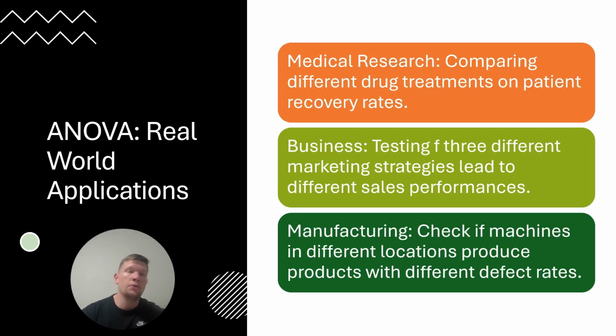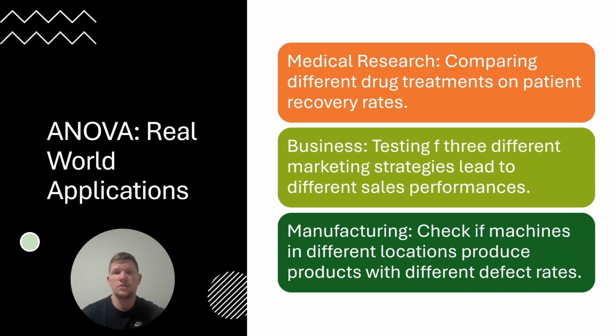So before we go any further, let's use some real-world examples to get a better idea of what exactly we're doing here. In medical research, ANOVA is frequently used to compare the effectiveness of different treatments. For example, if we have three different medications for treating high blood pressure, ANOVA will help us determine whether one drug is significantly more effective than the others in lowering blood pressure levels. This is crucial for evidence-based medicine, ensuring that patients receive the best possible treatment based on statistical analysis rather than just observations.